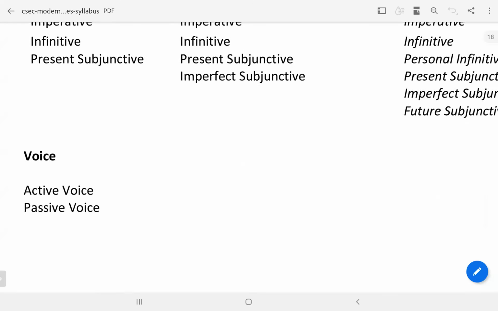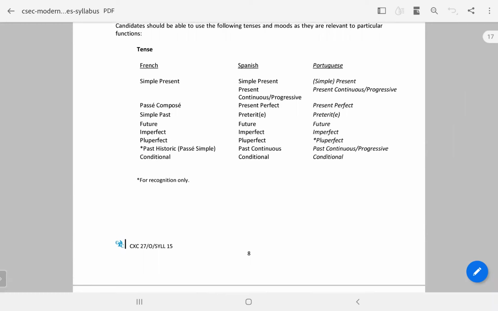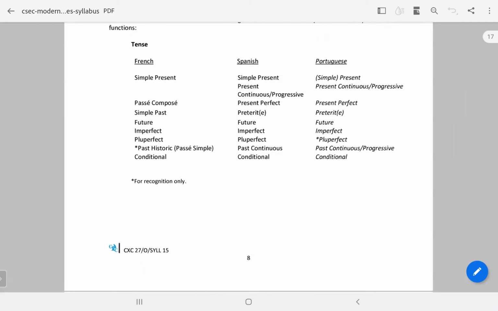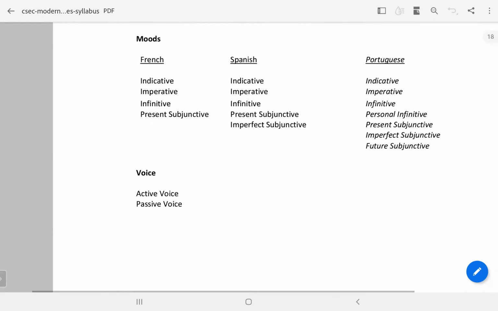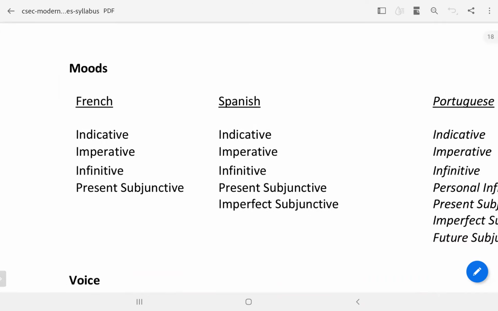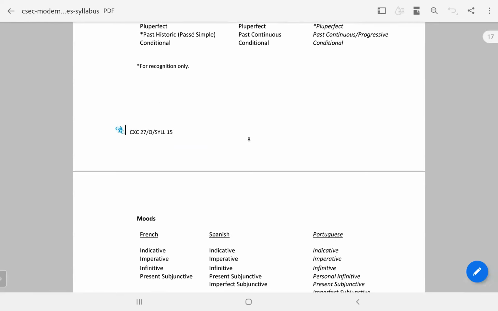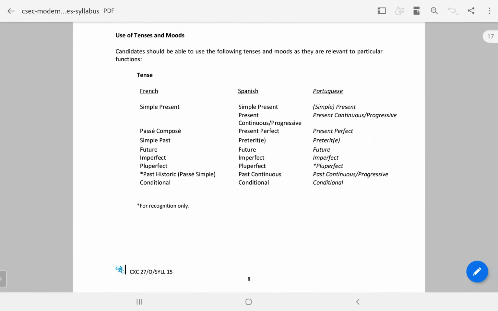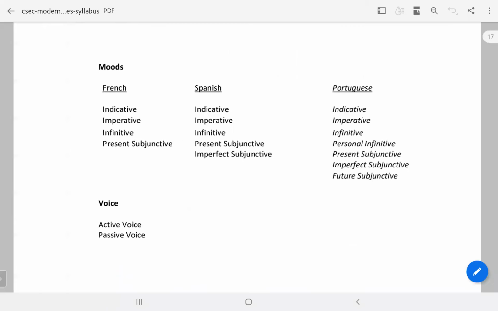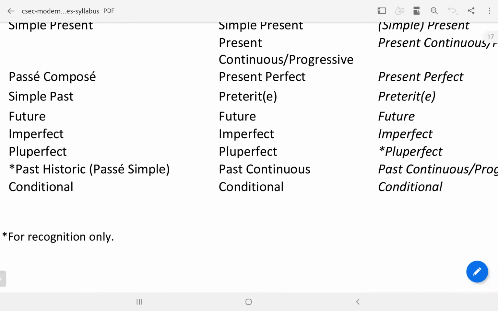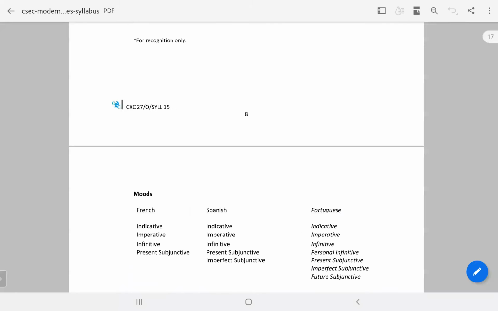Now, if you look at this, one thing I noticed is that in the old syllabus, you see how they have for recognition only. I don't want to be mistaken, but I remember seeing in the syllabus that the imperfect subjunctive had that asterisk. And now I am noticing that it's no longer there. Whereas in French for past historic, it's for recognition only. Now everything in Spanish, you have to know, right? So you're seeing there's no asterisk. Good. So that is it basically for the Spanish syllabus.